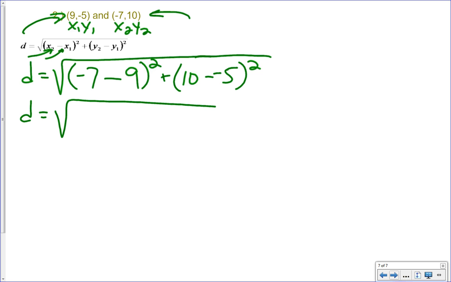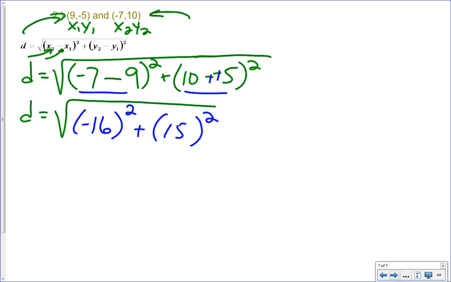Right, order of operations. Basically, yeah, it sends you right back into here if you follow the rules, right? So what do we got? -7 minus 9, that's -16, right? Which I have to square, plus, well, it's 10 minus a negative, so add the opposite, right? So 15 squared.